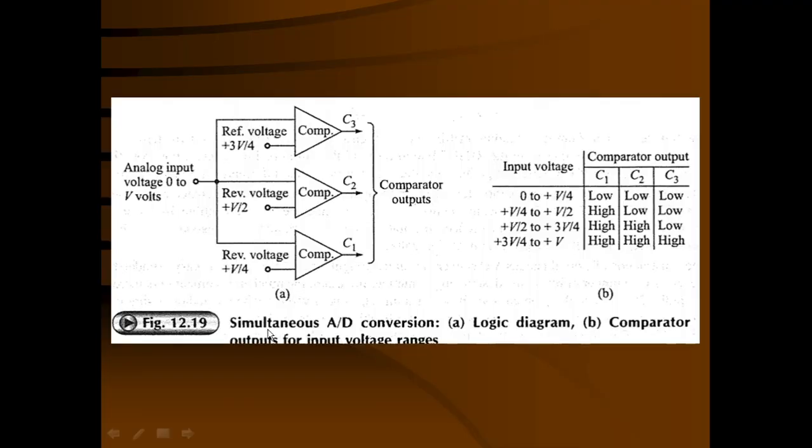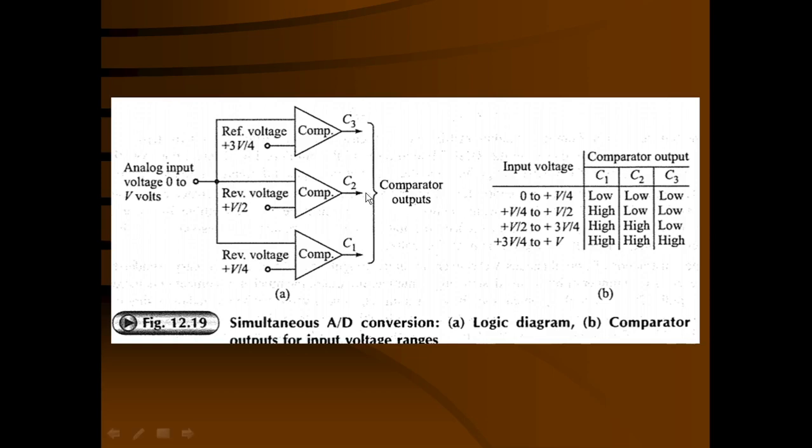This is the circuit diagram of the simultaneous A to D converter. The analog input voltage can be anything from 0 to plus V volt. And this analog input voltage should be given as one of the inputs to all the comparators simultaneously. That's why it is called simultaneous A to D conversion. So here there are three comparators C1, C2 and C3. One of the inputs of the comparators is the reference voltage. The reference voltage for C1 is going to be plus V by 4, for C2 it is going to be plus V by 2, and for C3 it is going to be plus 3V by 4.